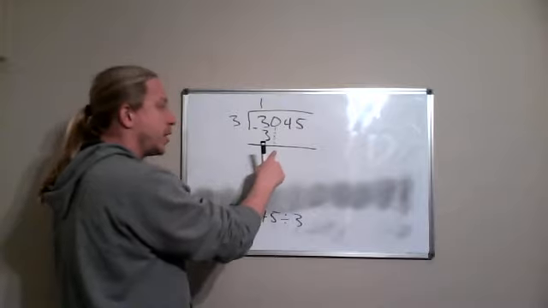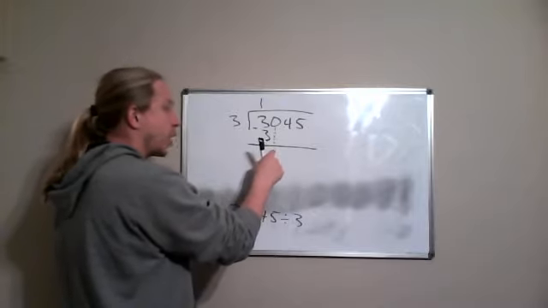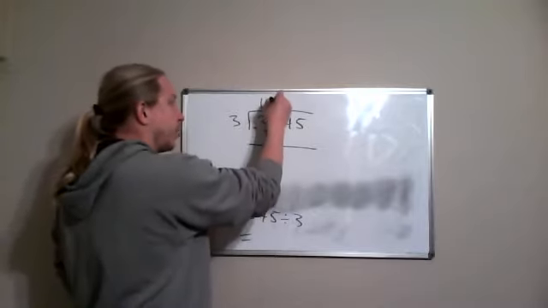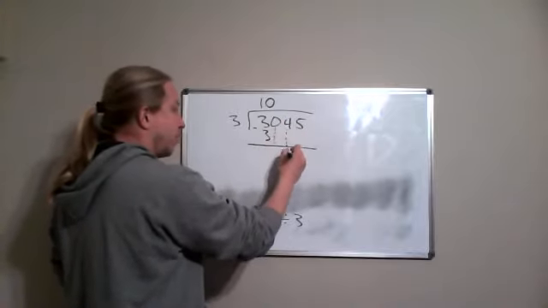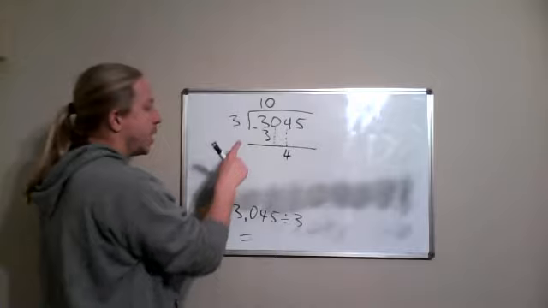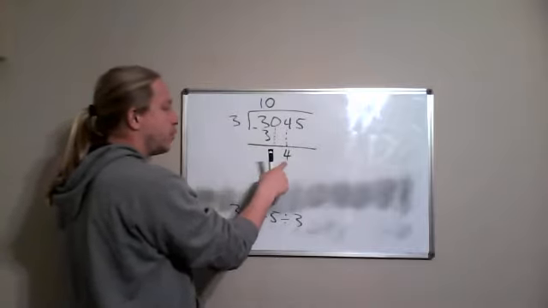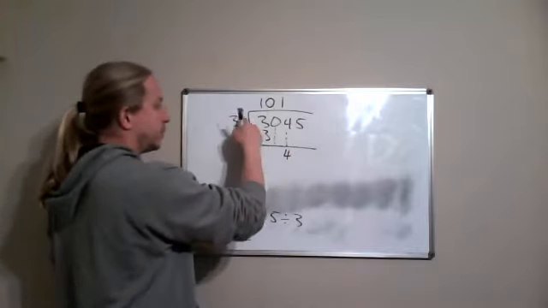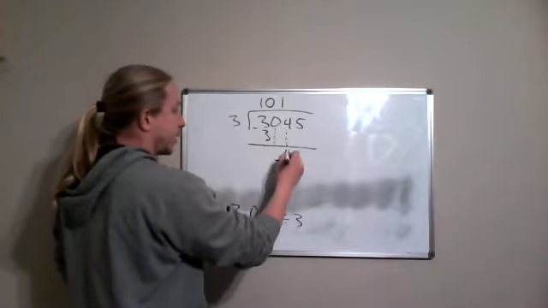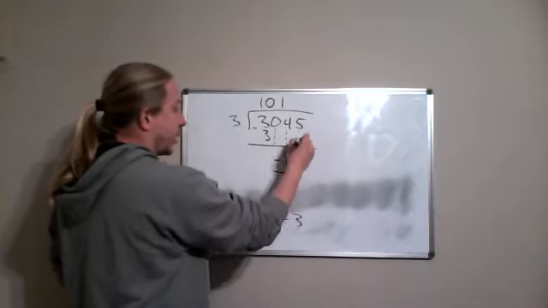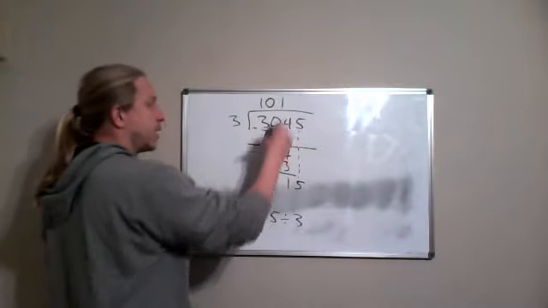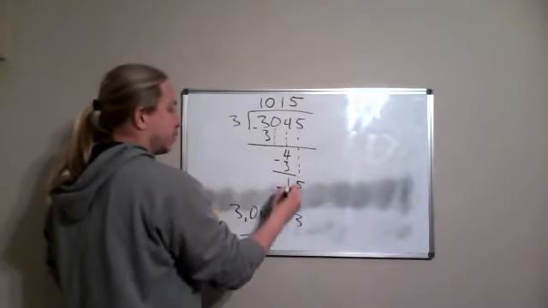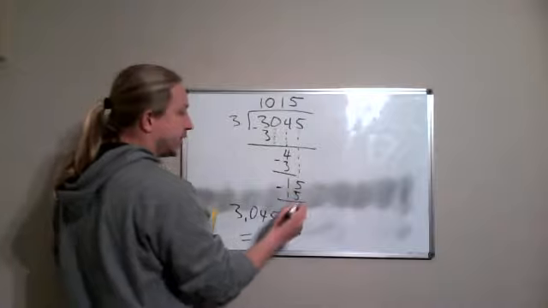But I can't do anything with it, so I'm going to put a 0 there. Now I'm bringing down the 4. How many times does 3 go into 4? Once. 1 times 3 is 3. Subtract that out, we get 1. Bring down the 5. How many times does 3 go into 15? 5 times. Subtract 15, we get 0.